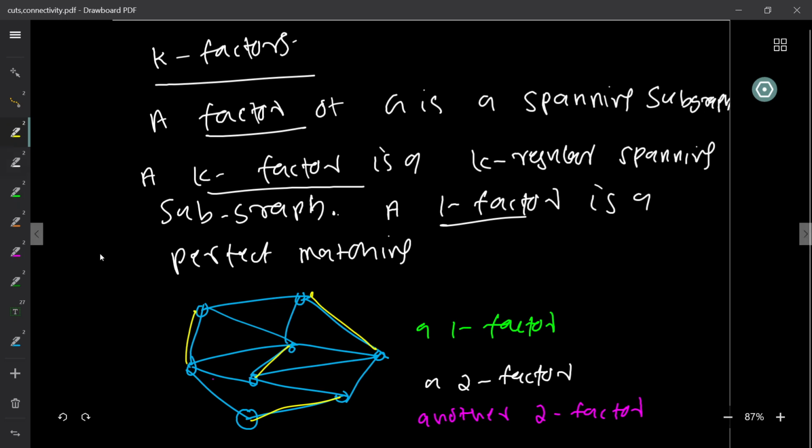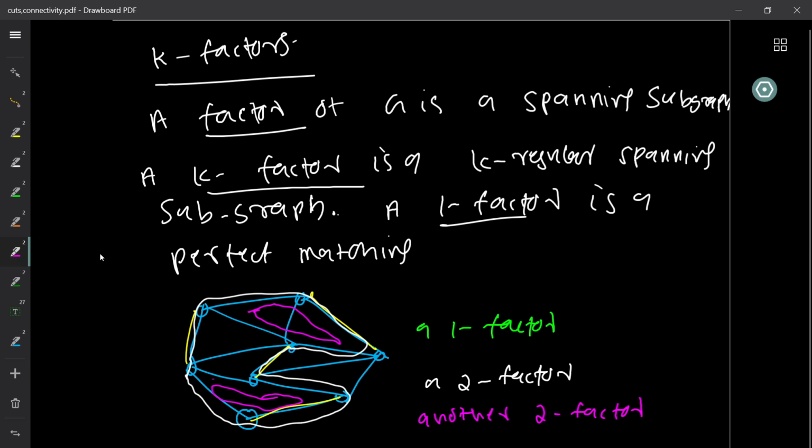Then I can define two-factors. Let's take these edges, and I get a big cycle which goes through all the vertices, and therefore it's a two-regular subgraph, right? I take only those edges, then I will get a two-regular subgraph, and that is a two-factor. We can have other two-regular subgraphs here. For example, I can just pick this four-cycle here and this cycle here, right? So these two disjoint cycles also form a two-regular spanning subgraph. So that's also a two-factor.